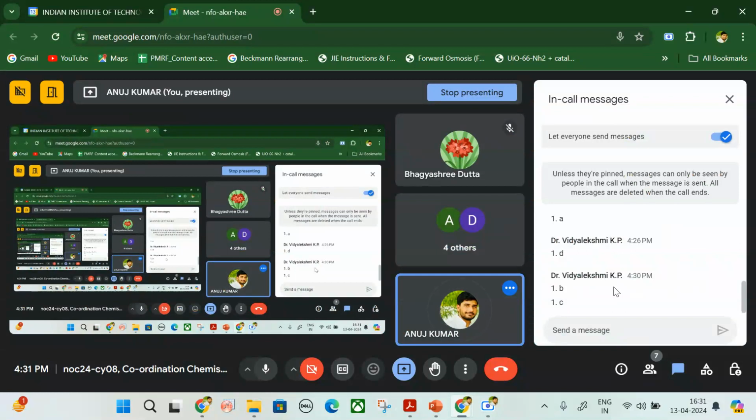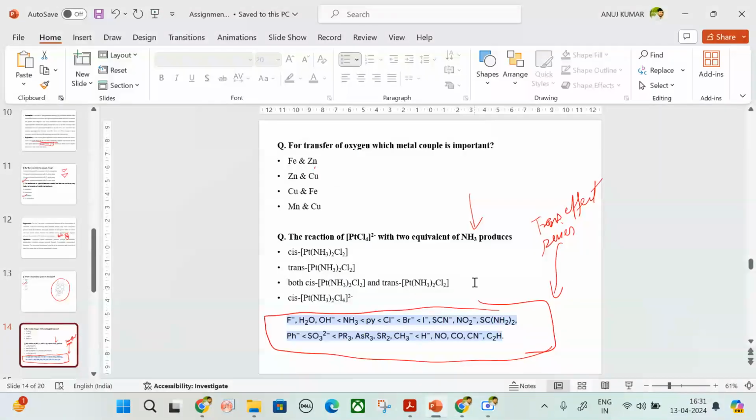So B and C. B, zinc and copper, and C, both cis and trans. So just rethink about these options. I think there is no molecule containing zinc which is involved in oxygen transfer.